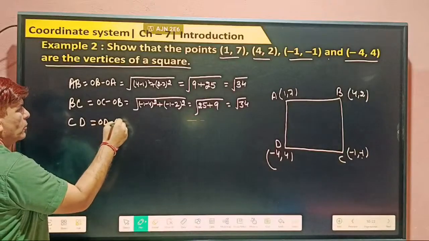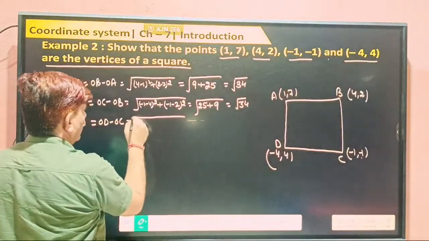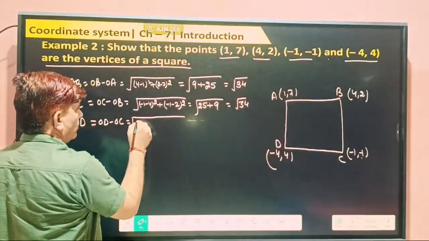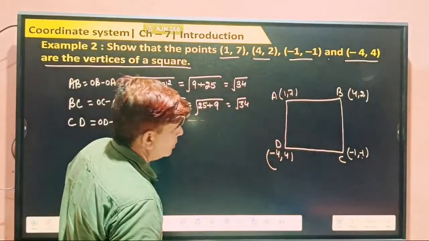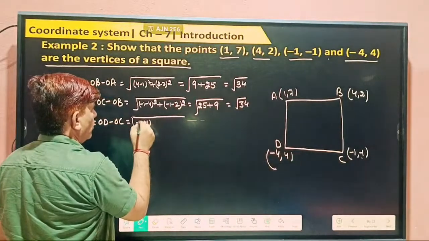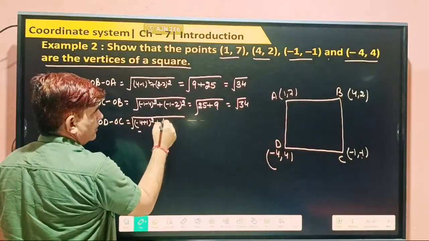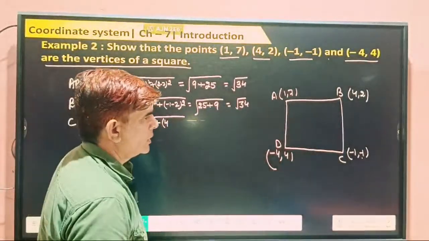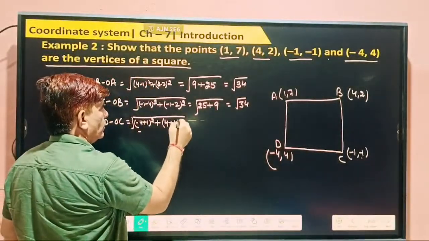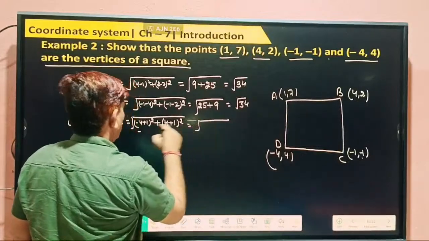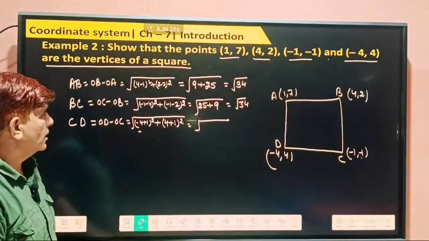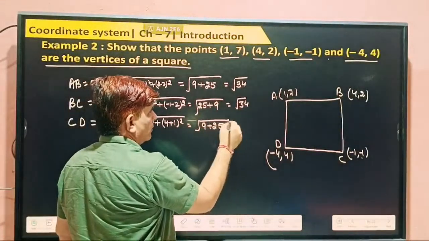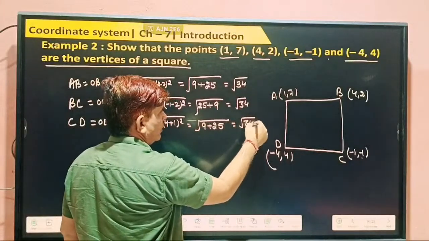Then find out CD. CD equal to OD minus OC. C point is this, D point is this. So (minus 4 plus 1) whole square plus (4 plus 1) whole square. Minus 4 plus 1 is minus 3, square of minus 3 is 9. 4 plus 1 is 5, 5 square is 25. So how much? This is equal to root 34.